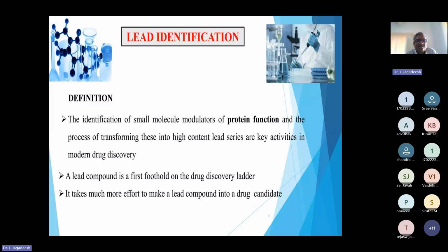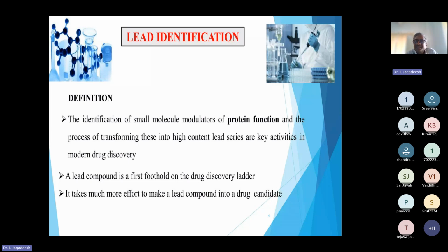And in this particular case, we are going to choose small molecules. These will be transformed into a series of compounds, and we are going to measure their activities so that we can find a better option to select for the treatment of a disease. So a lead compound is the first foothold on the drug discovery ladder. Whatever we put first is a lead, the start of our journey. Then in the next 1,000 miles, millions of dollars and multiple years it will take to come out with a drug.